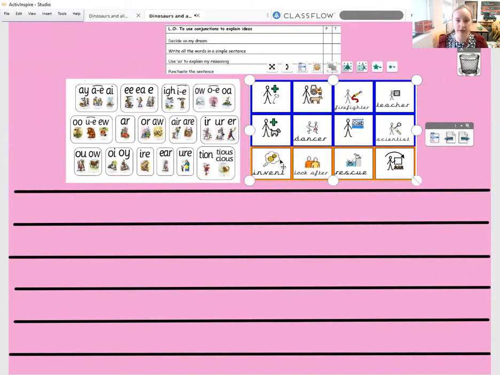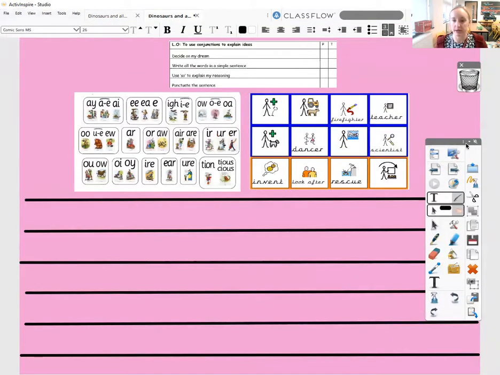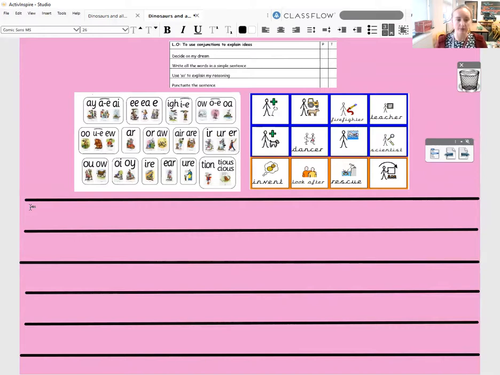So the first thing we're going to do today then is think about what you want to dream to be. So I dream I will be. So that's going to be our sentence starter. And then we're going to add on to that by using conjunctions in a second. But first, I want to get the first part of my sentence down. So I dream that I will be. I think I'm going to put as my first one, I dream that I will be a vet. Yeah, I dream that I will be a vet.